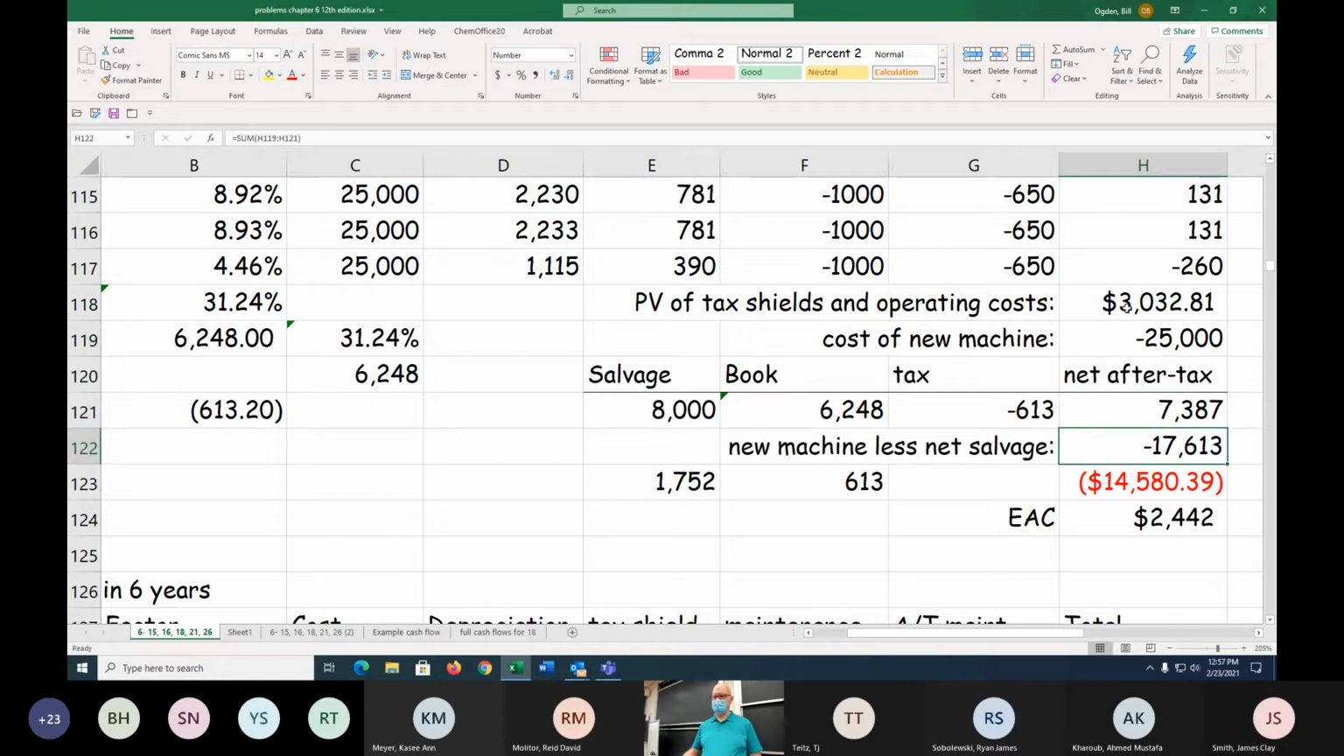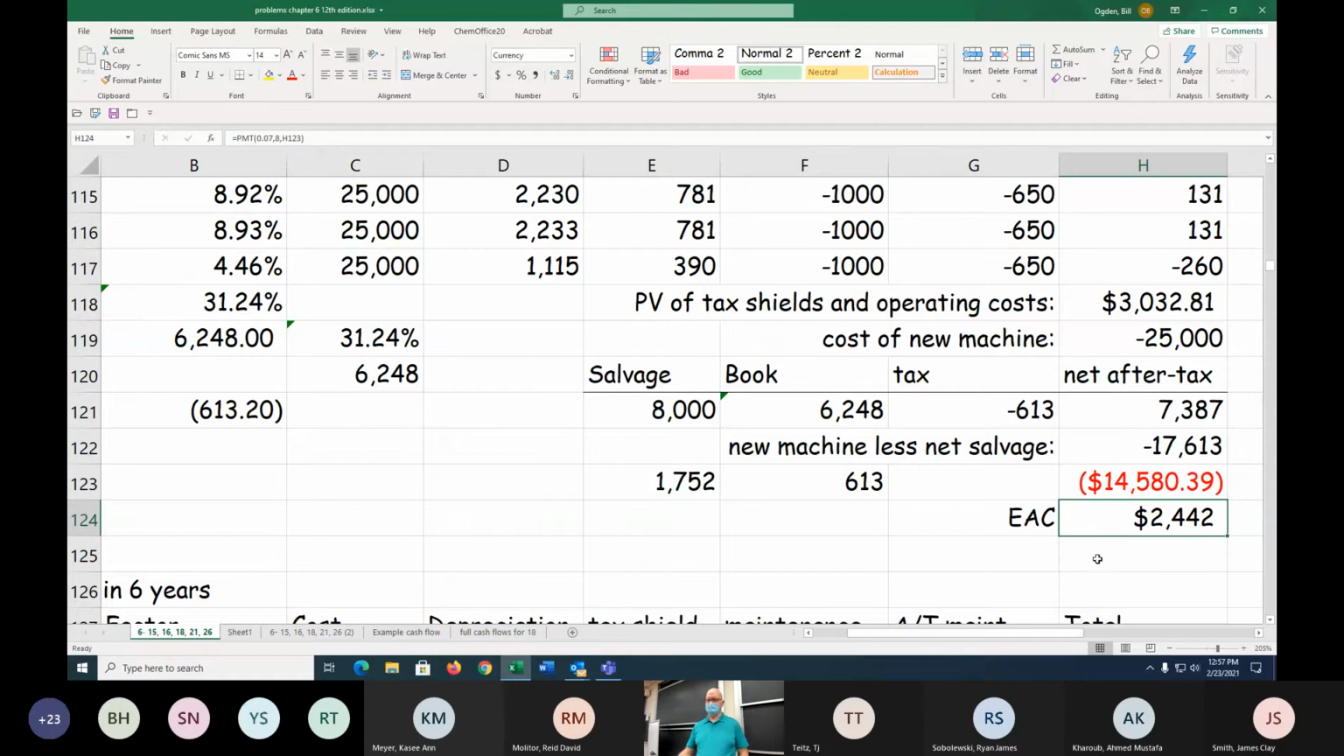So I just add a positive 3,332 to a 17, to a, what am I doing here? Yeah, so all together here, I have a positive 3032, a negative 25. That's not what I did. I have a positive 3032, and then I have the net salvage down here. Yeah, so positive 3032 plus the net salvage, that gives me a negative 14.